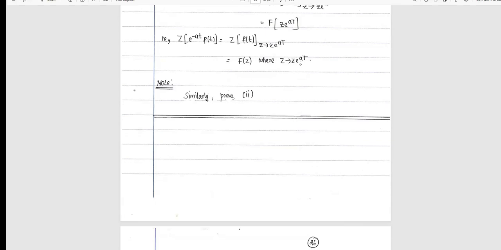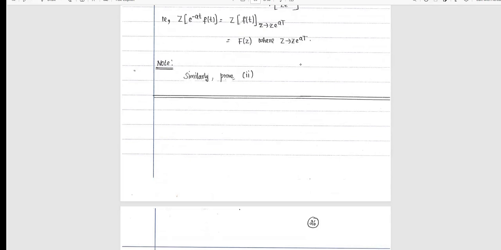So we can write the Z transform of e to the power minus at f(t) is equal to the Z transform of f(t) when we are using z as z into e to the power aT, or we can write it F(z). Okay.